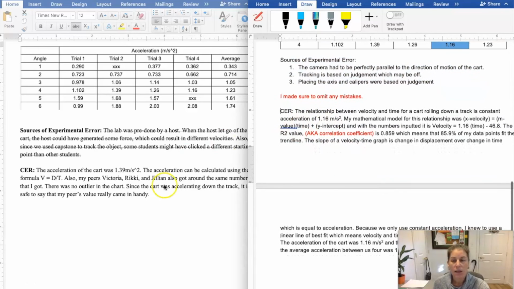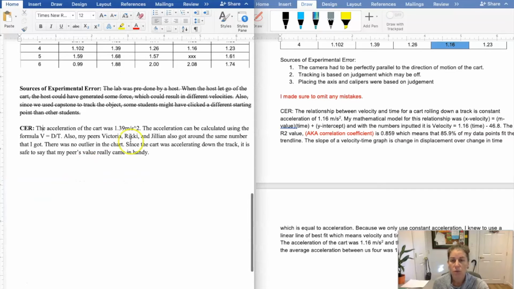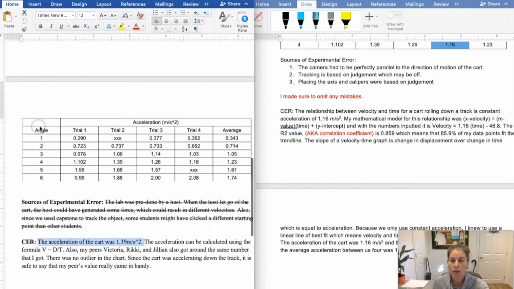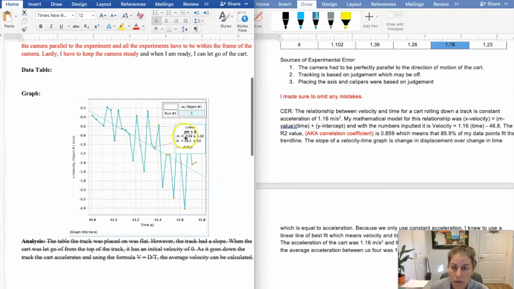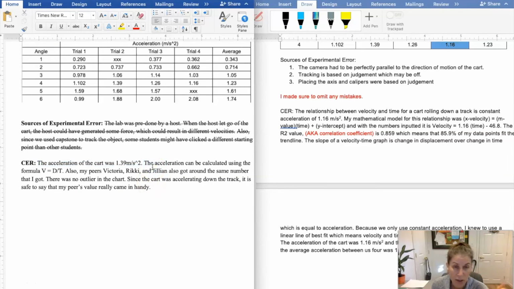And then the CER. So let's take a look here first. The acceleration of the cart was 1.39 meters per second squared. So he names this, but I see he's pulling it from his graph, but I don't really know where it came from. But that's a good claim.